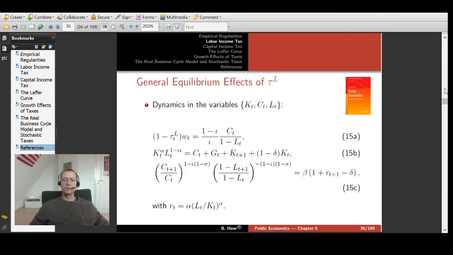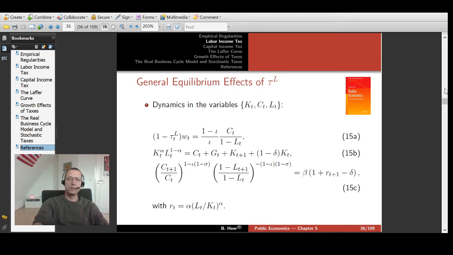This amounts to the solution of a nonlinear equation system in three variables c t, l t, and k t. The first equation is the first order condition with respect to labor, which is a static condition. The second one is our budget constraint. And the third equation is our Euler equation, where we substituted the marginal utility of consumption for our Lagrange multipliers lambda t.